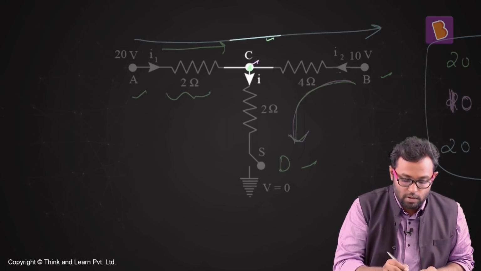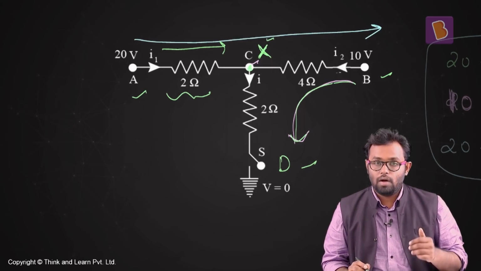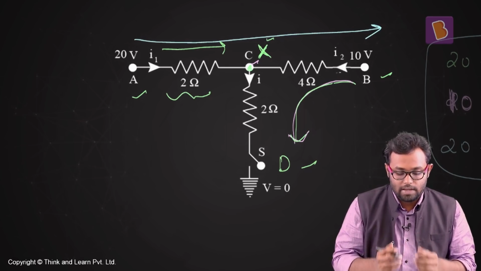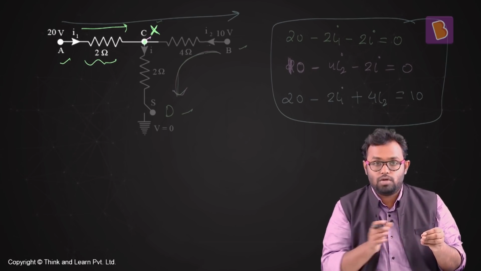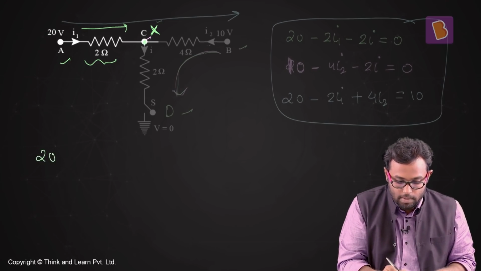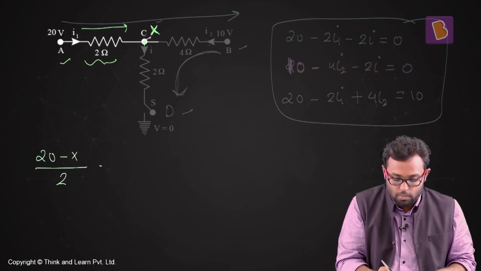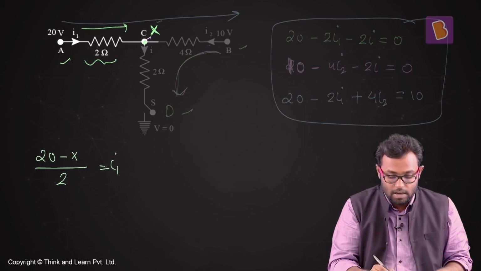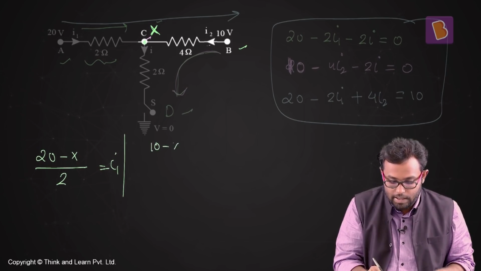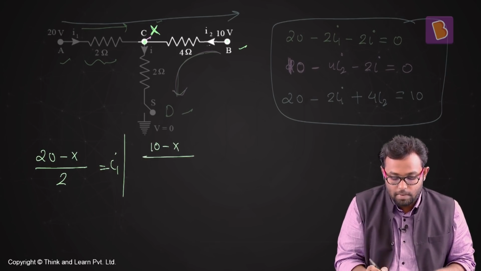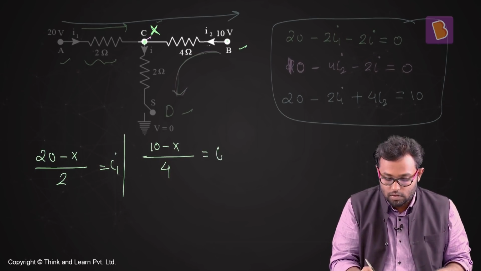So one of the ways is to assume that it has some potential, say X, some variable. There's another way of solving this problem. Because I know that the current I1 is flowing from A to C, I can say 20 minus X, that is the difference in potential, divided by 2, should be equal to my I1. Similarly, for the current flowing from B to C, I can say 10 minus X, the potential at B minus potential at C, divided by the resistance, which is 4, should be equal to the current which is flowing there, which is I2.